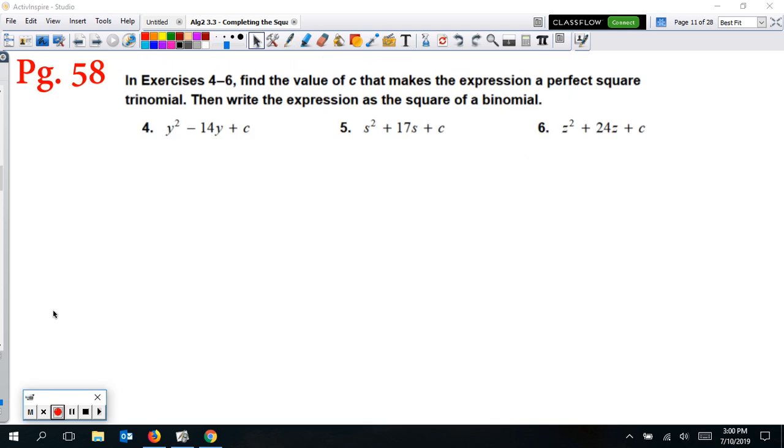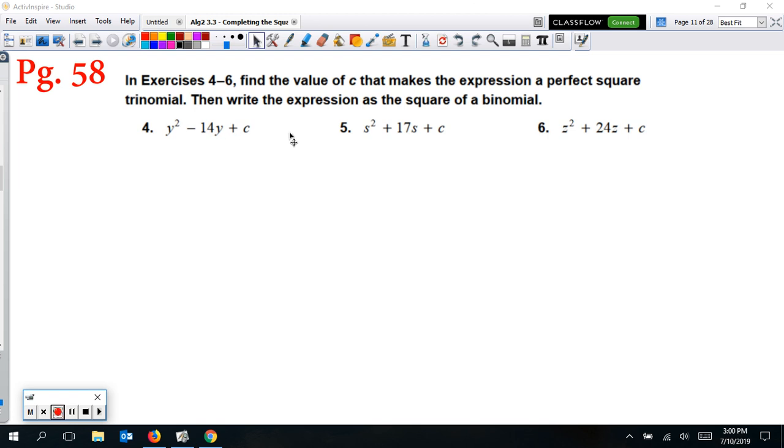Okay, so back to page 58, 4 through 6, we're just going to get a little practice completing the square. It just says find the value of c. C would be that third term, so it's going to give you your first two terms, the x squared plus the bx part. It doesn't need to give you x on these, it gives you y, s, and z. So the variable doesn't matter, but it's the same thing. It's the x squared plus the bx part, and we're trying to find out what is c.